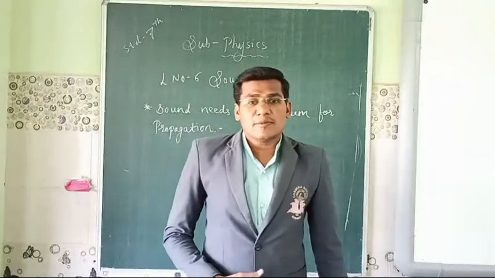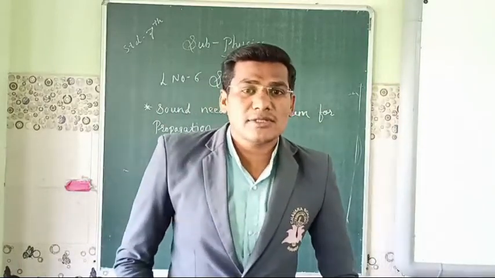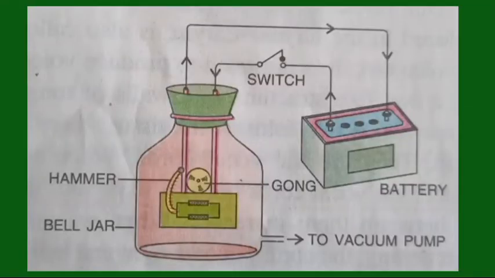Now we will see an experiment that shows how sound needs a medium for its propagation. The experiment is as follows: take an electric bell and an airtight glass jar connected to a vacuum pump. Suspend the electric bell inside the jar as shown in the picture. Connect the bell to a battery through a switch. On pressing the switch, the bell starts ringing and a sound is heard. The sound reaches us through the air in the jar.